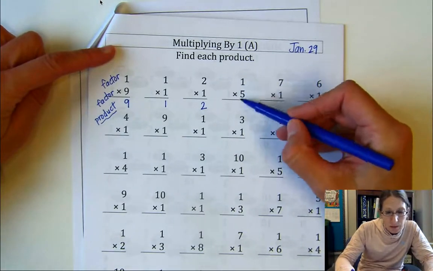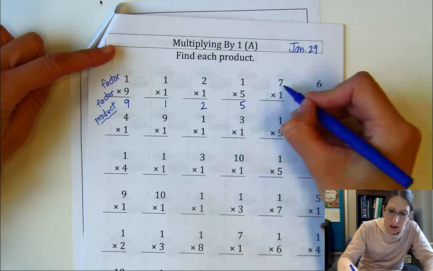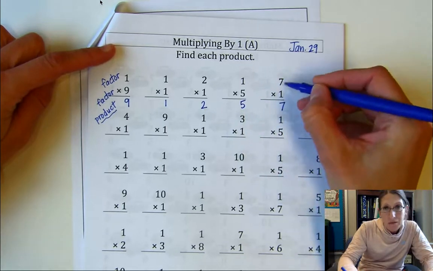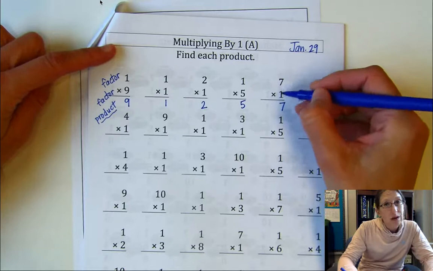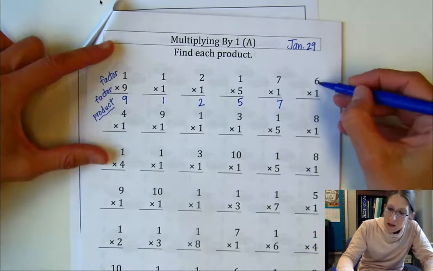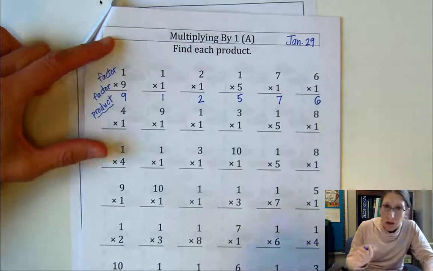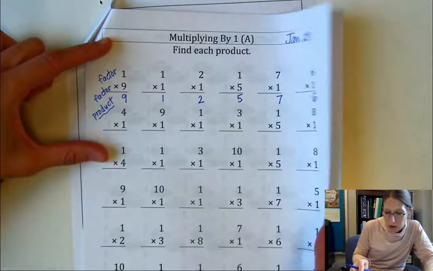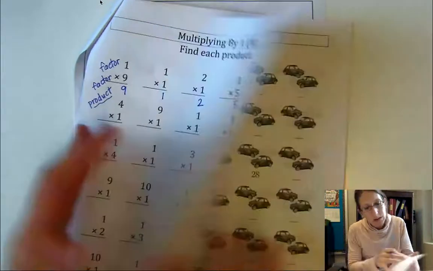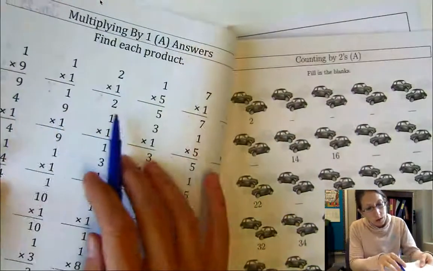So 1 times 5 is 5. 7 times 1 is 7. Remember, the order doesn't matter. I could say 7 times 1, 1 times 7. Commutative property, so the order doesn't matter. 6 times 1 is 6. Now we might want to check our answers on the back to make sure that we're on the right track. 9, 1, 2, 5, 7, 6.